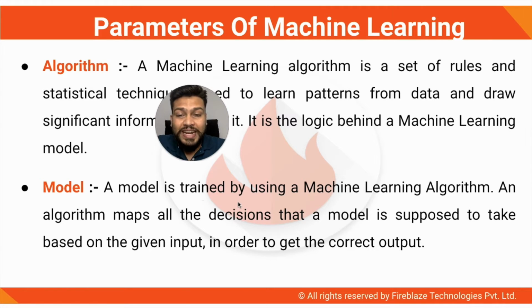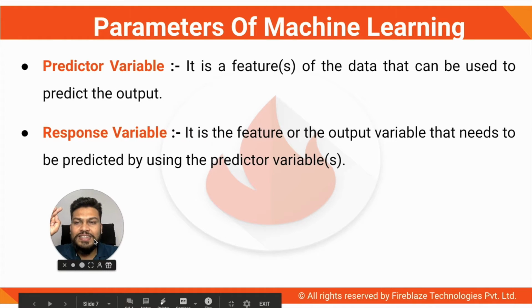So a model is trained by using a machine learning algorithm. And the algorithm maps all the decisions that a model is supposed to take based on a given input in order to get the correct output. So that is how the baby will try to adapt that, okay, these are the characteristics of my mom, and those characteristics, wherever they might be kept, those inferences, that's your machine learning model, right? So I hope that these two concepts are clear for everyone, what is an algorithm and what is a model. Okay, then the next thing is the predictor variable and the response variable.